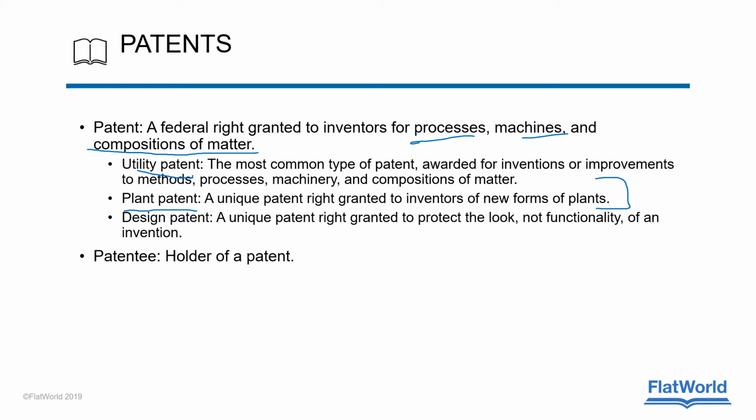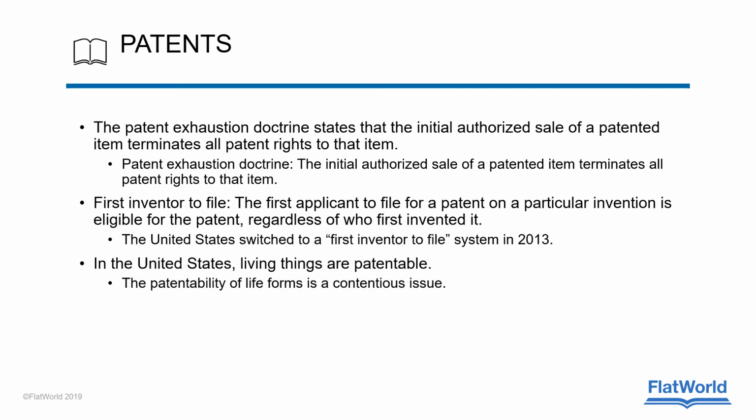And then the patentee is the holder of a patent. So more about patents. The patent exhaustion doctrine states that the initial authorized sale of a patent item terminates all patent rights to that item. The first inventor to file, so the first applicant to file for a patent on a particular invention, is eligible for the patent, regardless of who first invented it. And the United States switched to this in fairly recent times, in 2013.